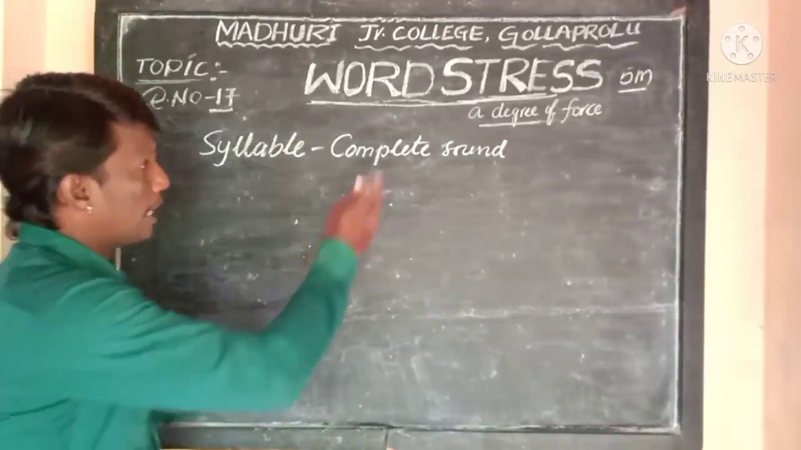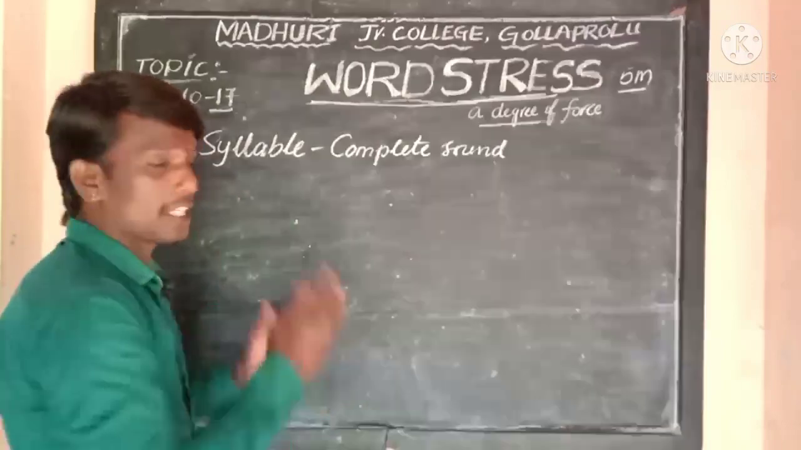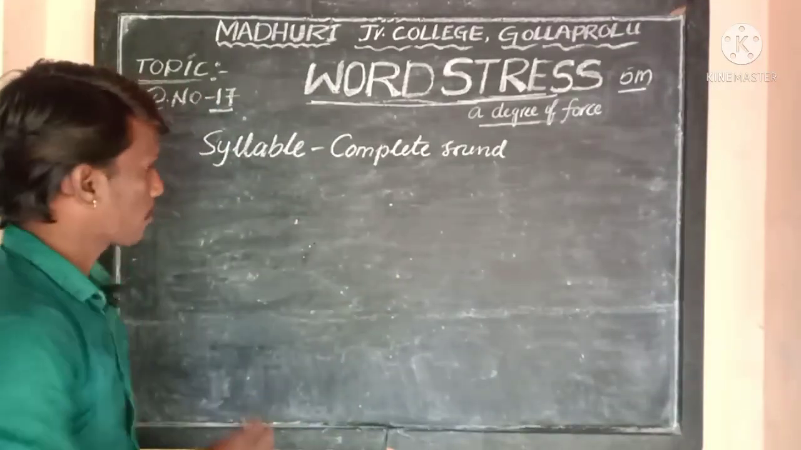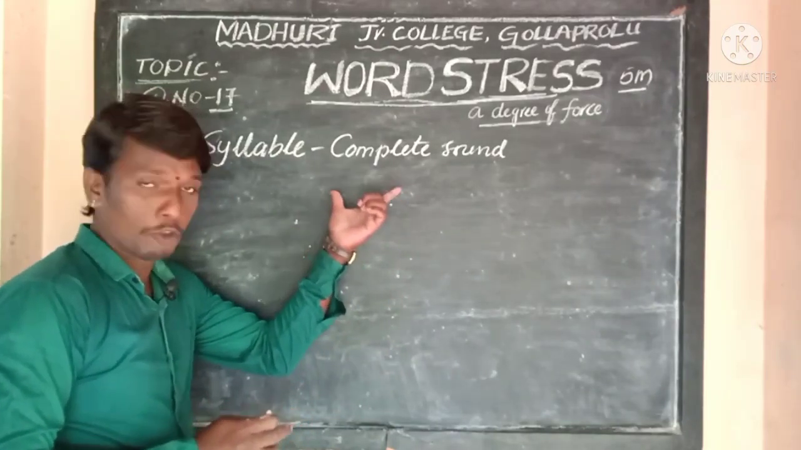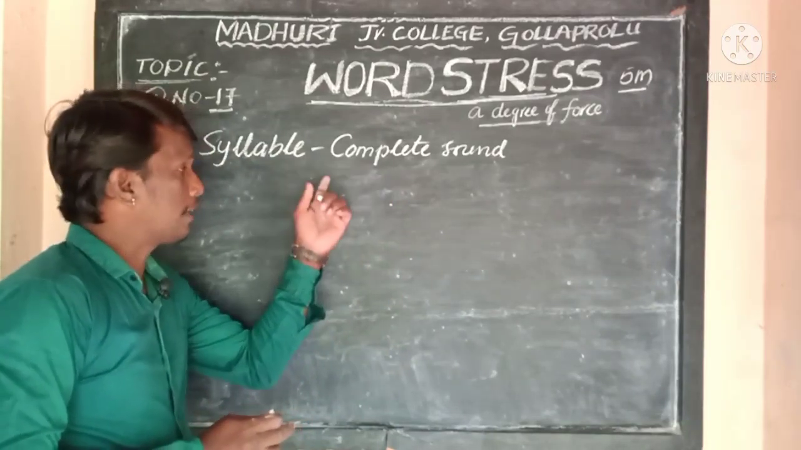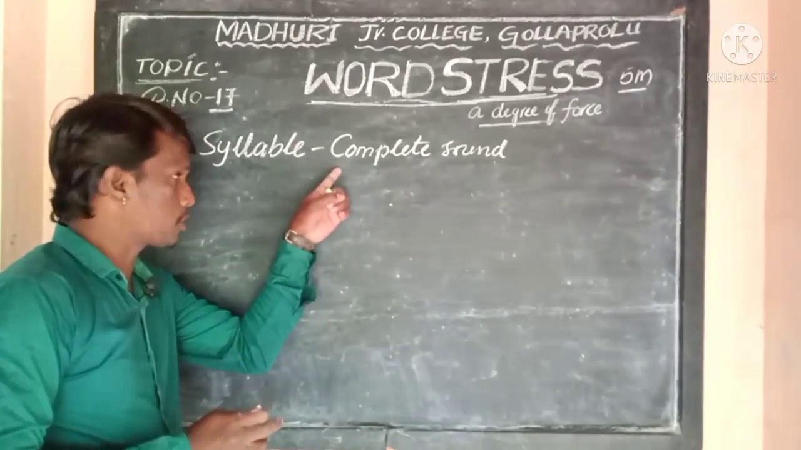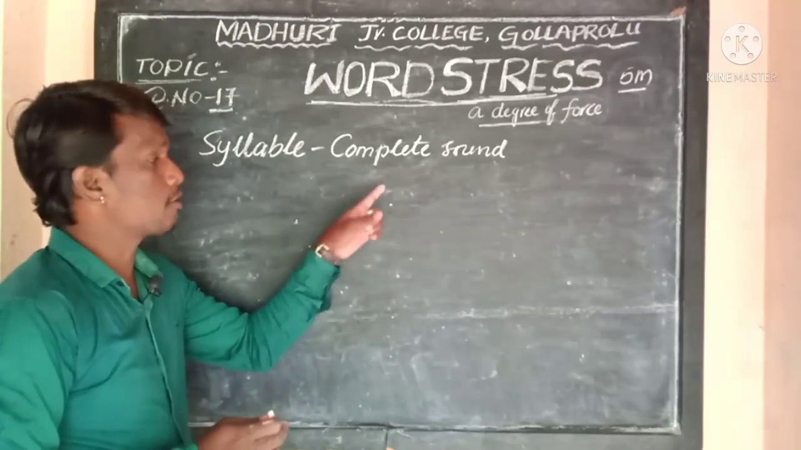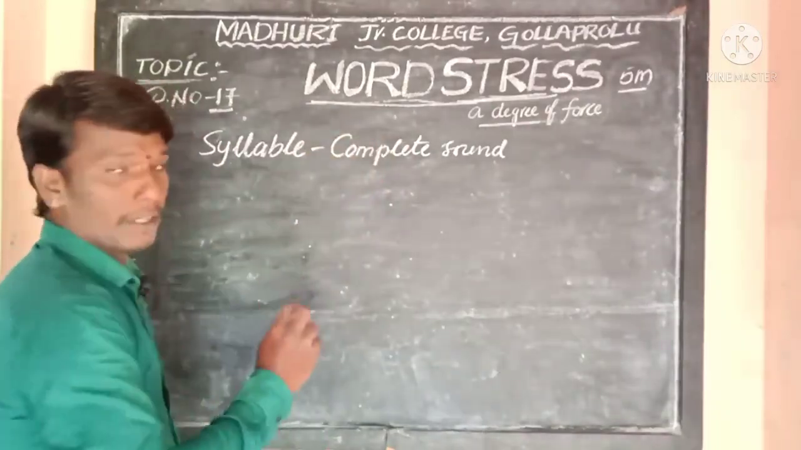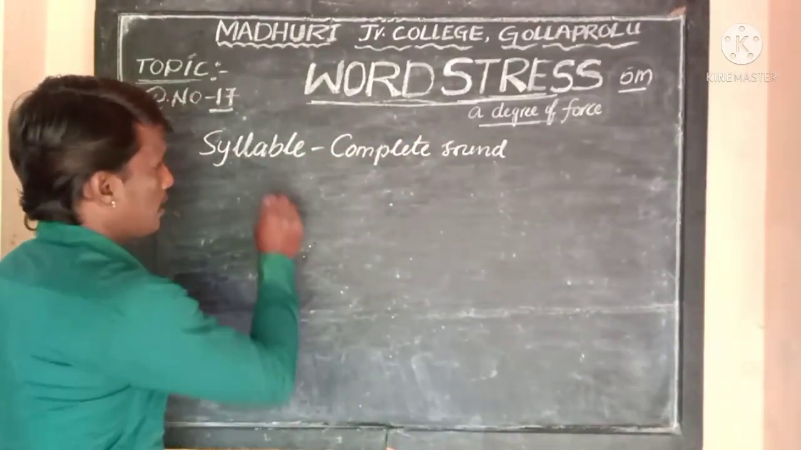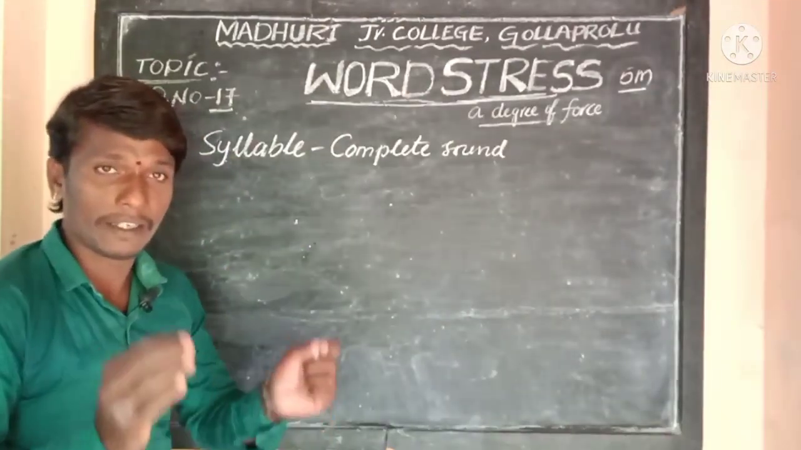Before you identify or mark stress on a word, you should identify how many syllables there are in a particular word. As we already discussed with the word teacher, there are two syllables. It is a disyllabic word and the stress is on the first syllable. That means I used force on the first syllable tea, whereas I did not use force on the second syllable cher. Right, and a complete sound is nothing but a syllable. Firstly, you should identify how many syllables there are in a particular word.